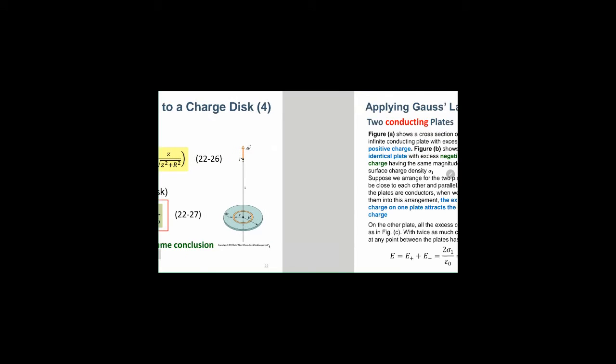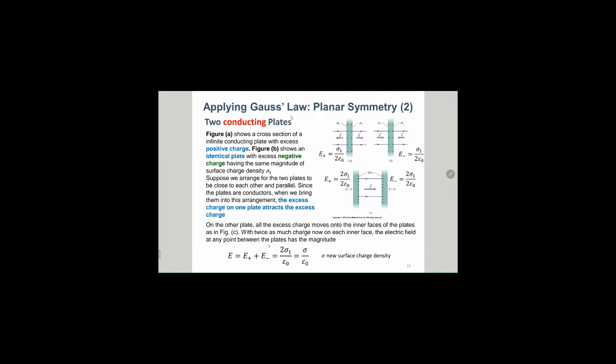Okay, so next we try to have multiple conducting plates. For conducting plates, there will be induced charge. The electrons or the charges on the conductor are free to move, and can be attracted or repelled by some other charges.